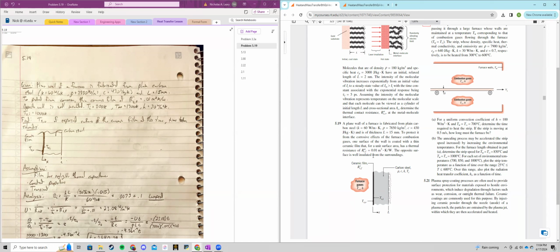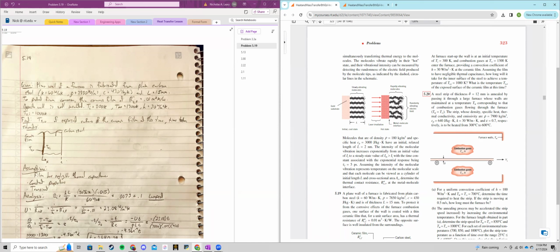And then the opposite surface is well insulated from the surroundings, so we don't really need to worry about that. So then it finishes up saying at furnace startup, the wall is at an initial temperature of Ti equals 300 K, or Kelvin. So that's our initial temperature. And then the combustion gases are 1300 Kelvin that enter the furnace, providing a convection coefficient of 30 watts per meter squared Kelvin at the ceramic film.